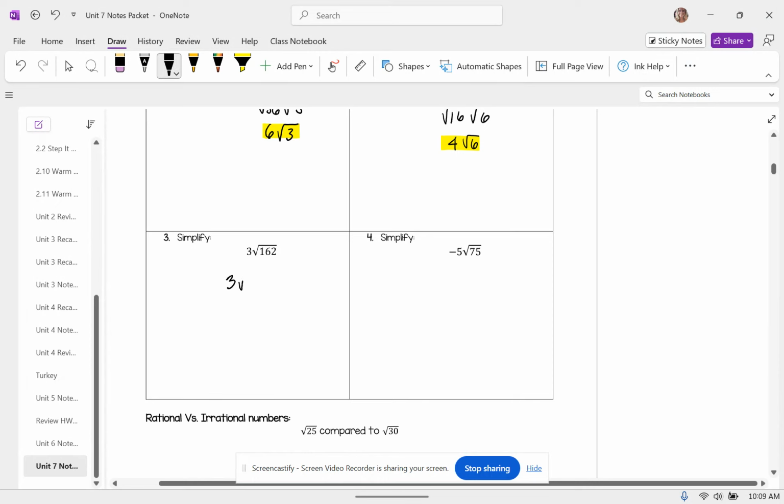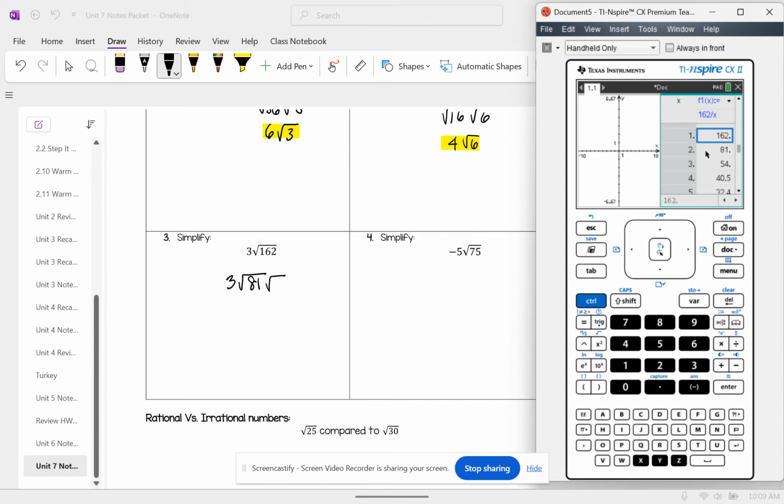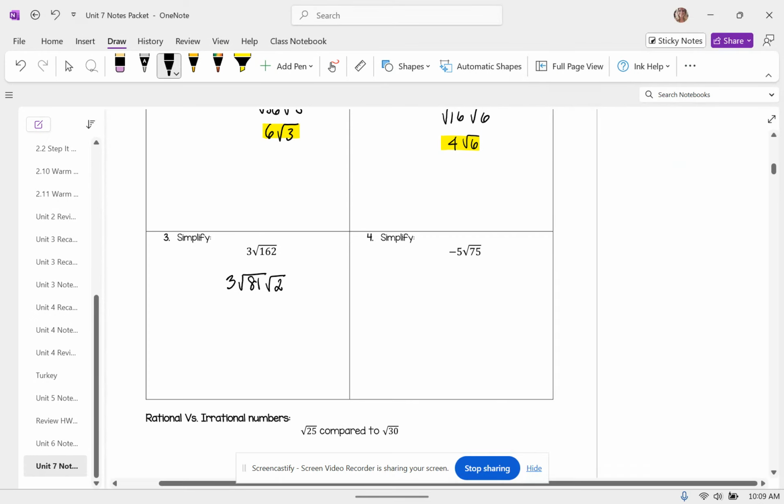So I have 3 out front. I'm just going to leave him where he is. The perfect square goes first, and then what was the number that it was multiplied by? 2. And the irrational number goes last. So now I would simplify this. I would get 3 times, the operation in between 3 and the square root symbol is going to be multiplication, 9 times the square root of 2. 9 times 3 is 27, and my answer is 27 square root of 2.